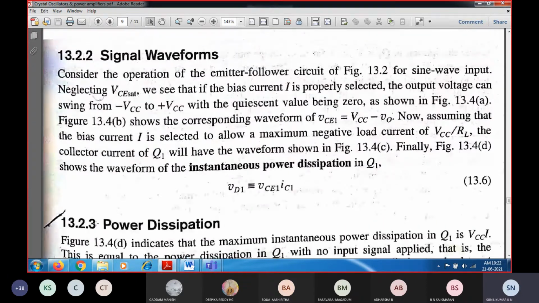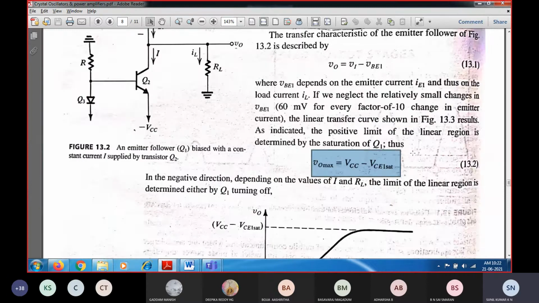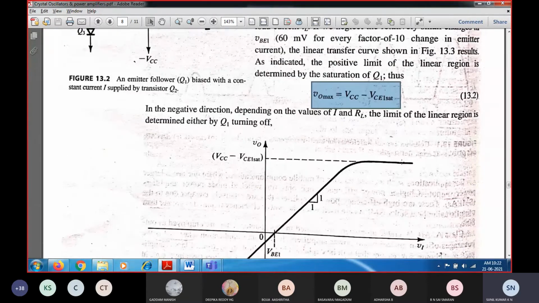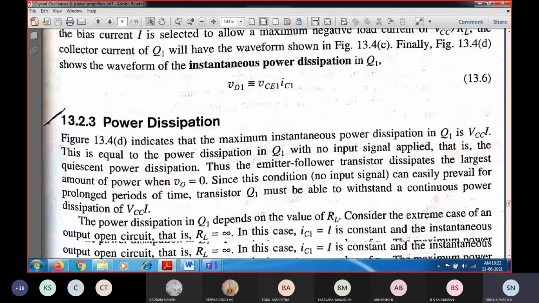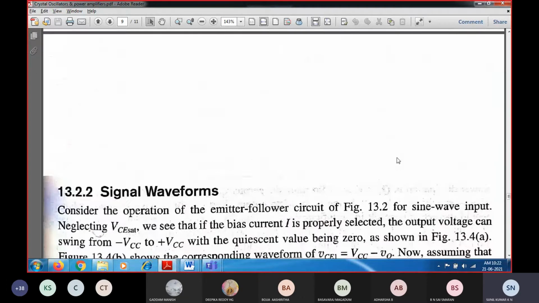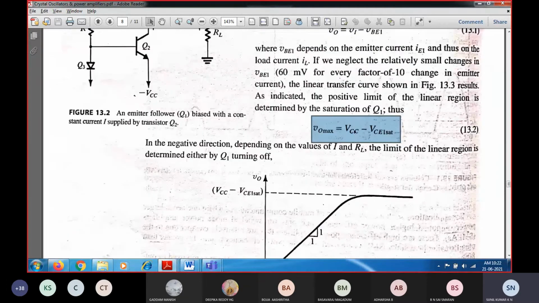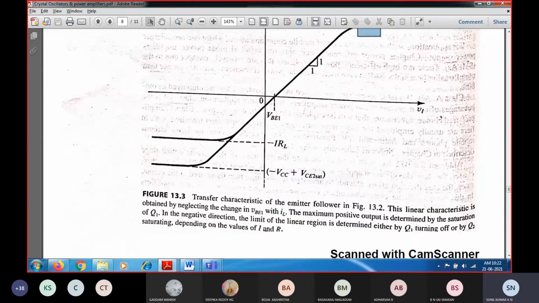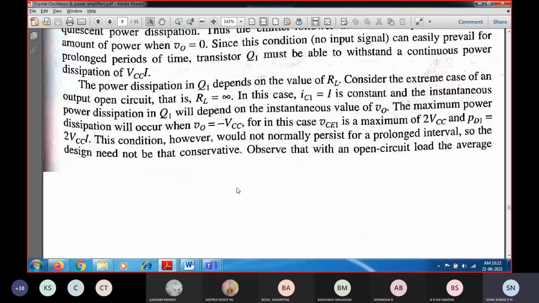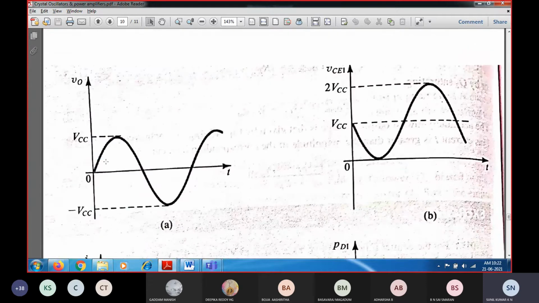So V naught maximum will be equal to VCC minus VCE1 saturation, where VCE saturation is about 0.1 to 0.3 volts. You can see that VCC will be the positive saturation voltage, and this will be the negative saturation voltage. So that will be the output voltage for a given input signal. You'll be getting a sinusoidal output voltage having a positive peak voltage of VCC and a negative peak voltage of minus VCC. So it's clear.